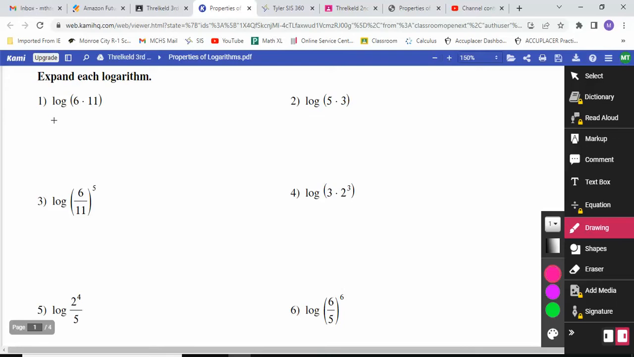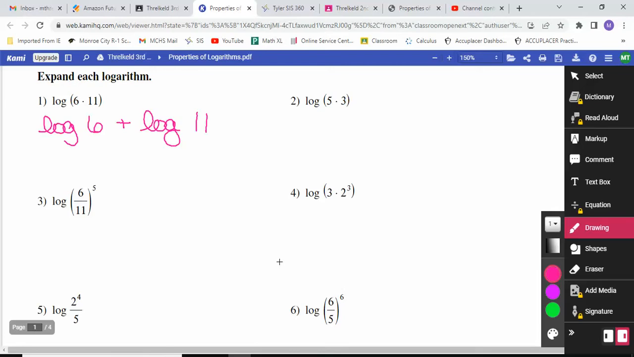If you have 6 times 11, how would I expand that logarithm? Log 6 plus log 11. I'm not asking you to evaluate or anything. I'm not asking for a final answer. That is the expanded form. That's all I need you to write. All right, let's look at number 3.